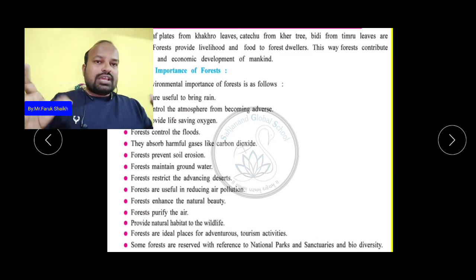Okay, it means people cannot move there without the permission of the government officers. People can't graze animals. They can't even cut the trees there without permission. So some forests are reserved as national parks, sanctuaries and for biodiversity.